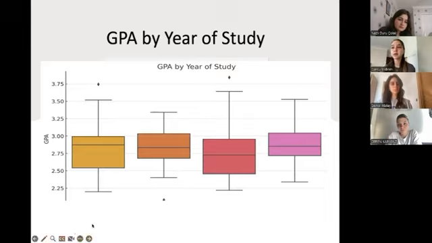For example, some first-year students have relatively high GPAs, while some upper-year students show more variability or lower medians. Statistical analysis confirmed that the year of study does not significantly impact GPA, supporting the conclusion that academic performance is influenced by a more complex set of factors rather than year alone.